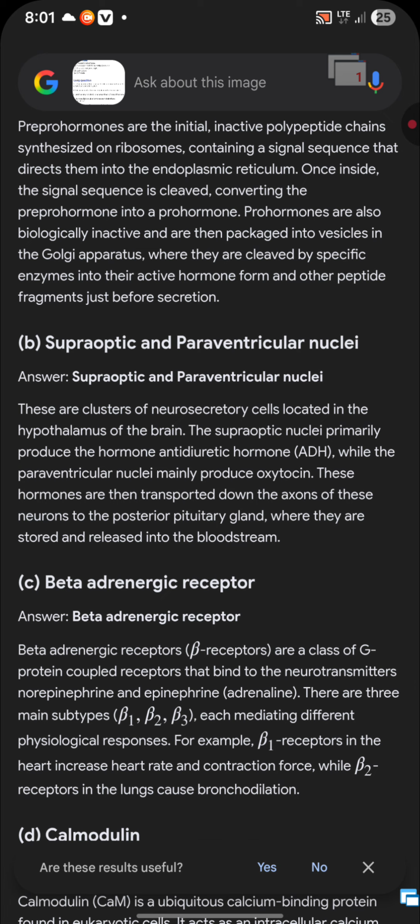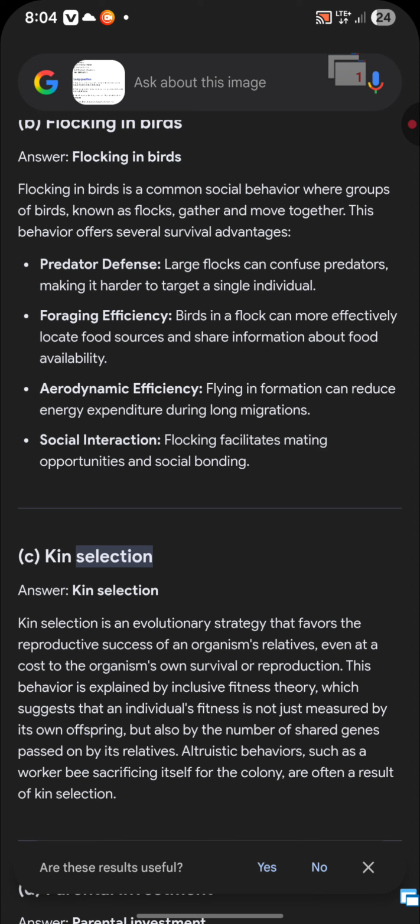3. Aerodynamic efficiency. Flying in formation can reduce energy expenditure during long migrations. And 4. Social interaction. Flocking facilitates mating opportunities and social bonding. C. Kin selection. Answer. Kin selection.